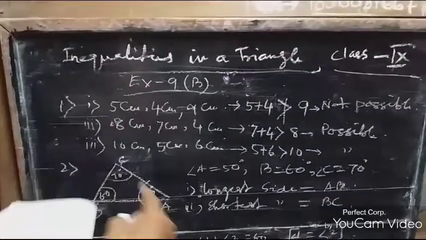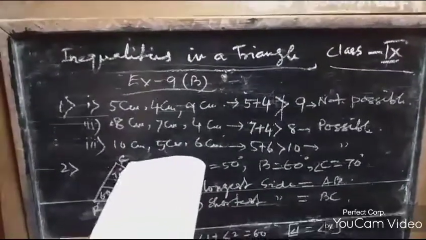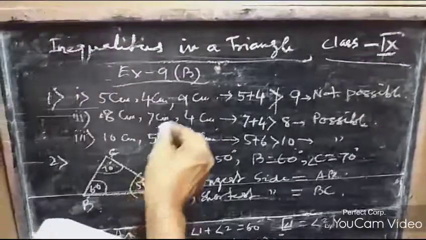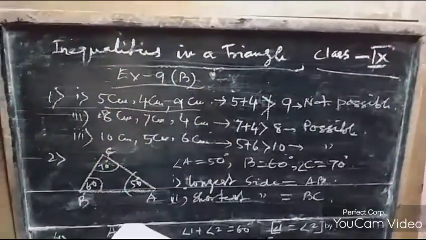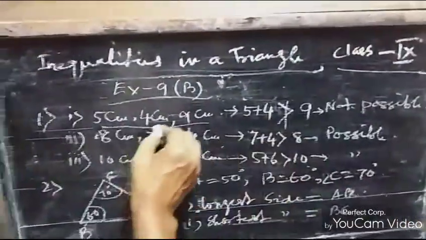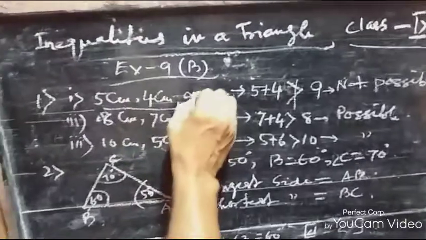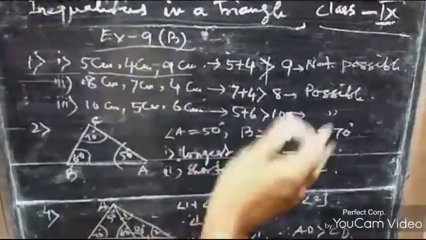So, what is actually asked for? Is it possible to construct a triangle with the lengths of the sides as given below? These are the sides given below, whether it is possible to construct a triangle or not. We know the minimum requirement is that the sum of two sides must be greater than the third side. Then it will be possible to draw a triangle.